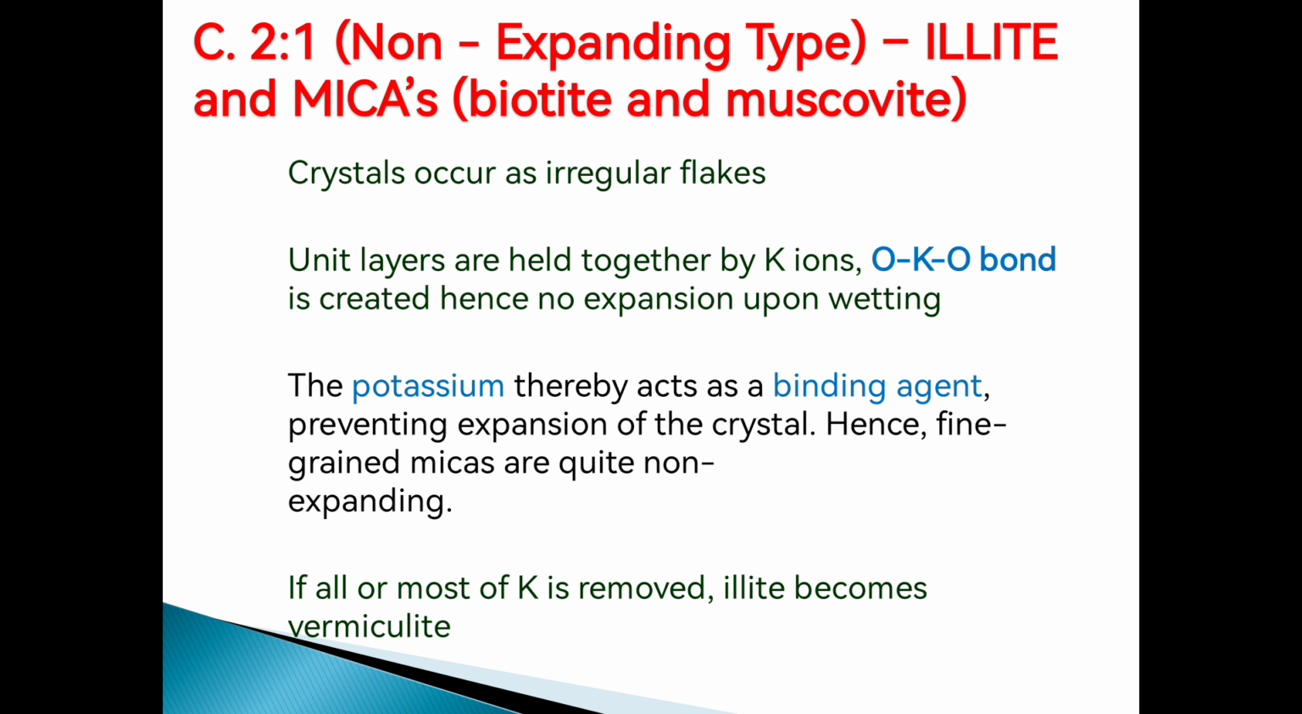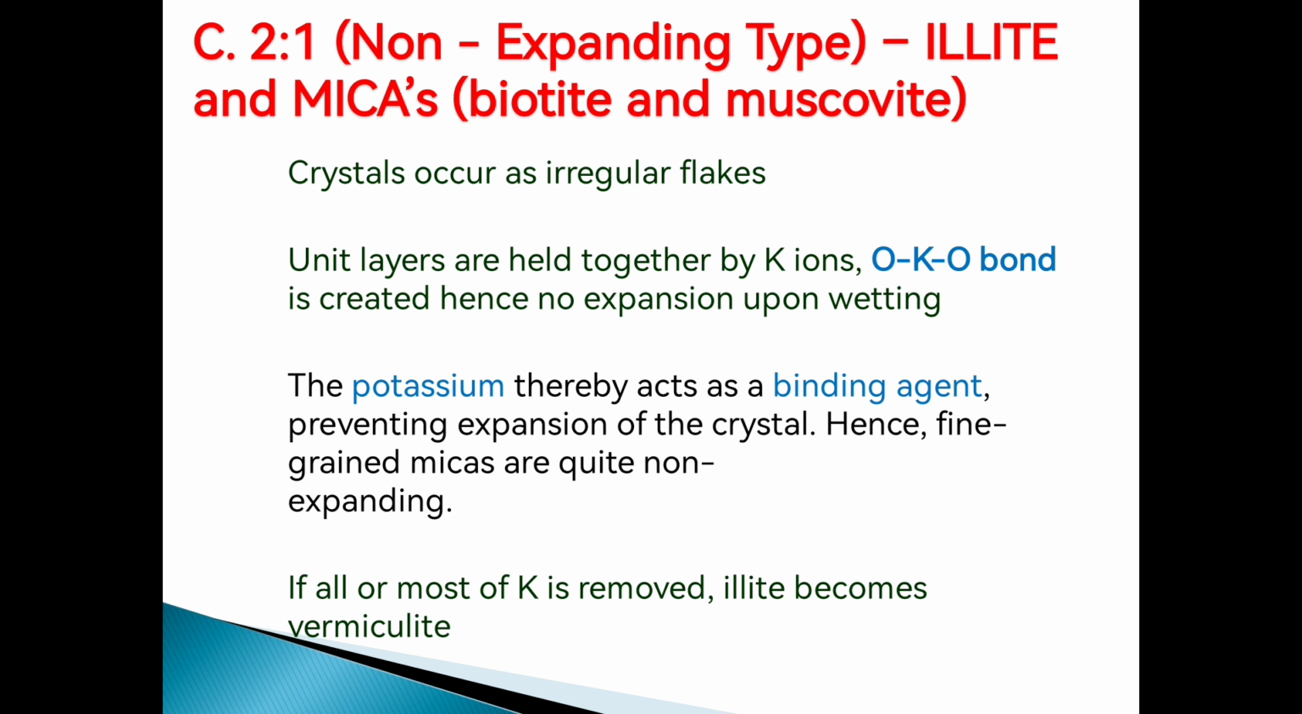But here, oxygen is bonded by potassium and oxygen bond. So in between those oxygen bonds, there is potassium, so there will be no expansion upon wetting because of those potassium. The potassium thereby acts as a binding agent, preventing expansion of the crystal. Hence, fine-grained micas are quite non-expanding. It doesn't expand because there is a potassium in between the weak oxygen-oxygen bonds.